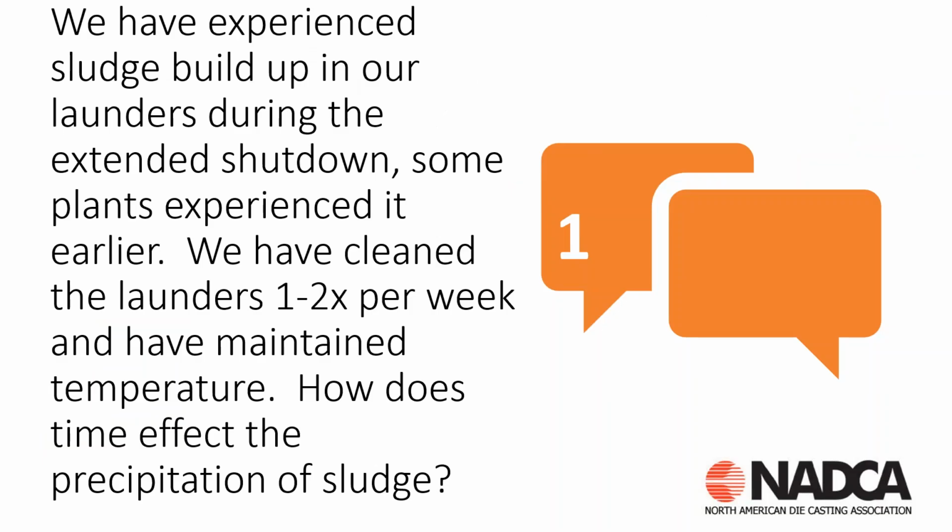The first question says, we have experienced sludge buildup in our launders during the extended shutdown. Some plants experienced it earlier. We have cleaned the launders 1 to 2 times per week and have maintained the temperature. How does time affect the precipitation of sludge? So instead of just jumping into the answer, I'm going to go through sludge formation, and then we're going to talk about the answer to this.